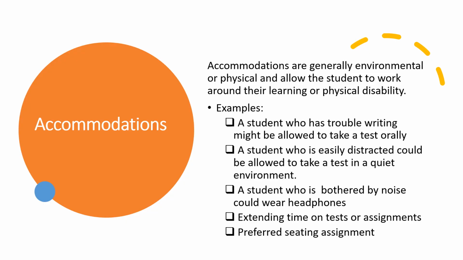Accommodations are generally environmental or physical and allow the student to work around their learning and physical disability. These are some examples. A student who is having trouble writing might be able to take a test orally. A student who is easily distracted could be allowed to take a test in a quiet environment. A student who is bothered by noise could wear headphones, extending time on tests or assignments, and having preferred seating. These are all samples of accommodations.